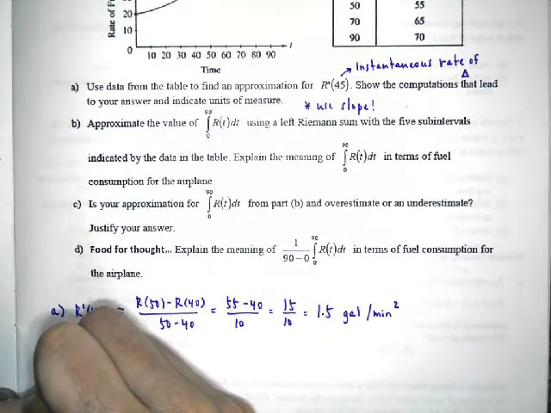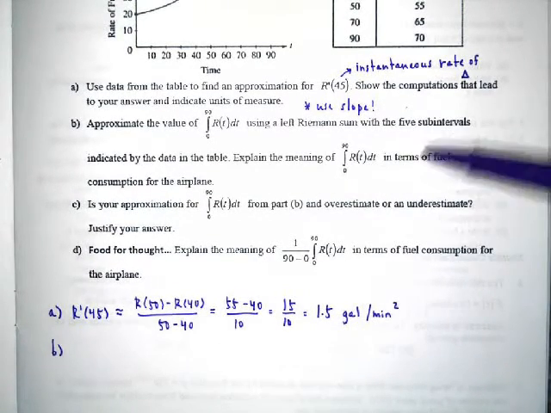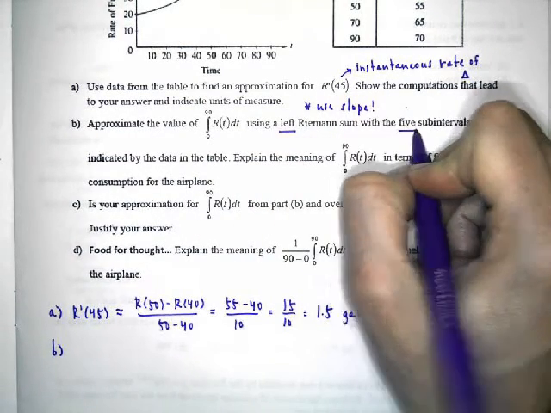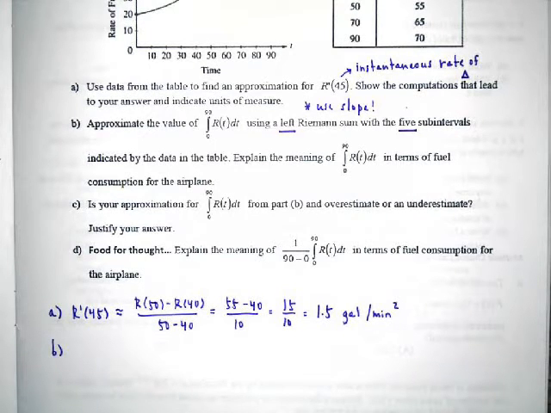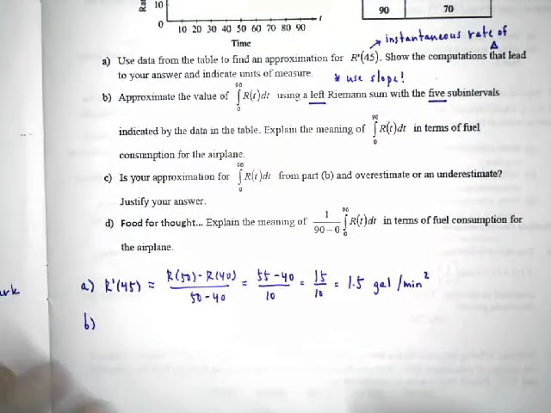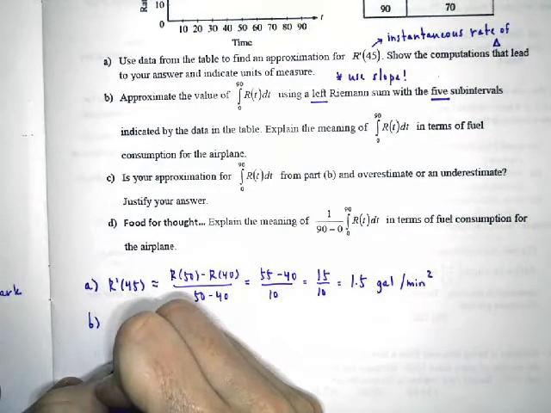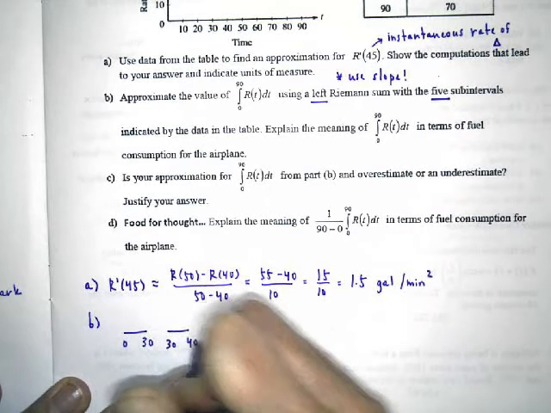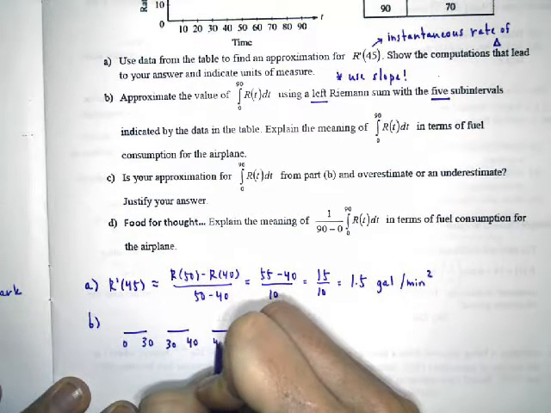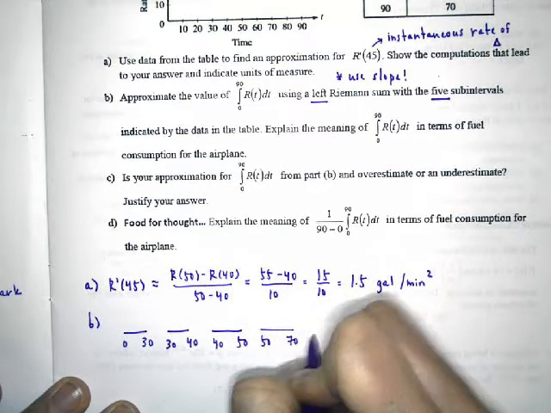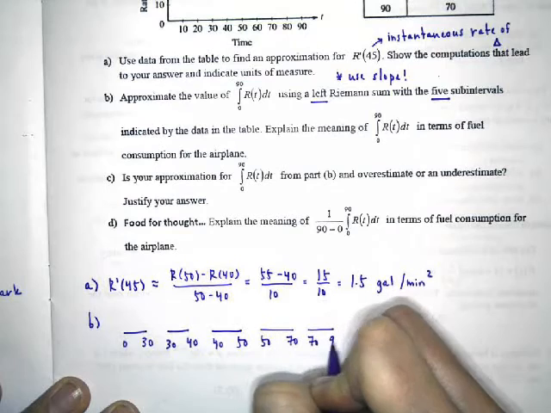Okay, part B wants us to approximate the value of this integral using a left Riemann sum, with 5 subintervals indicated by the data in the table. So we're going to set it up, and I know you can't see the table on the video, but you can look on your sheet. So I have from 0 to 30, 30 to 40, 40 to 50, 50 to 70, and 70 to 90.